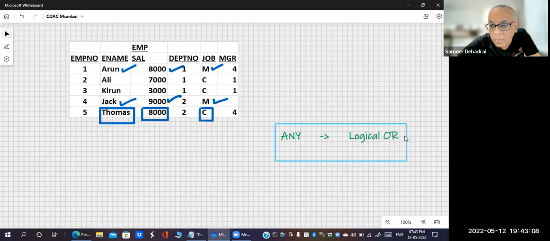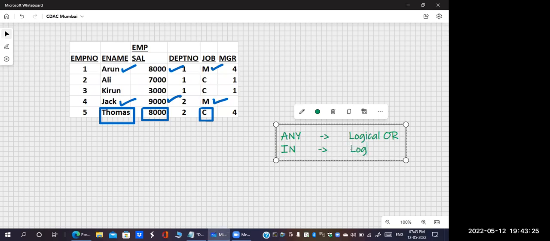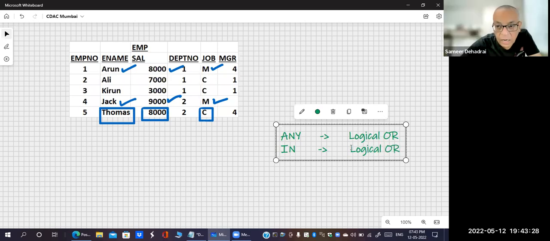First thing I can write down is that the IN operator can also be used. It will perform logical OR. Sir, can you please repeat? Yeah. First, you write down that the IN operator is similar to ANY. It will perform logical OR. First, you write this point. We had written this earlier, but no harm writing it again. The IN operator will perform logical OR. Okay.